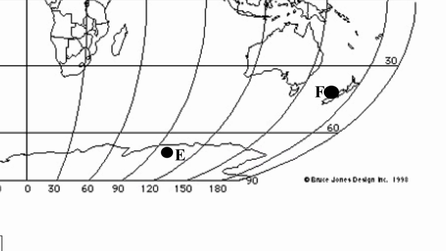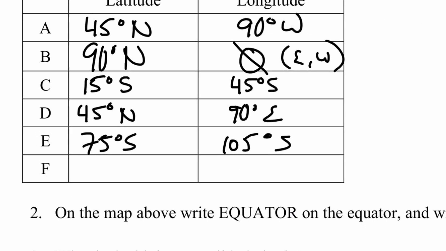Last one is F. F again is an approximation. Here's our latitude. Longitude's right down here in the middle. Latitude would be about 45 degrees south, and the longitude's going to be about 165 degrees east, right in between that 150 and 180 mark. Answers?